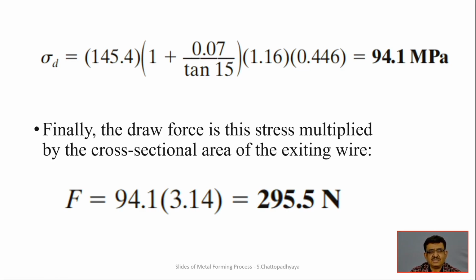Draw force is the stress multiplied by the final cross section area, that is 3.14, and the stress is 94.1 megapascal. So 94.1 into 3.14 is multiplied in order to determine the draw force, and that comes out to be 295.5 Newton, and that is the equation by which we find the draw stress and draw force.